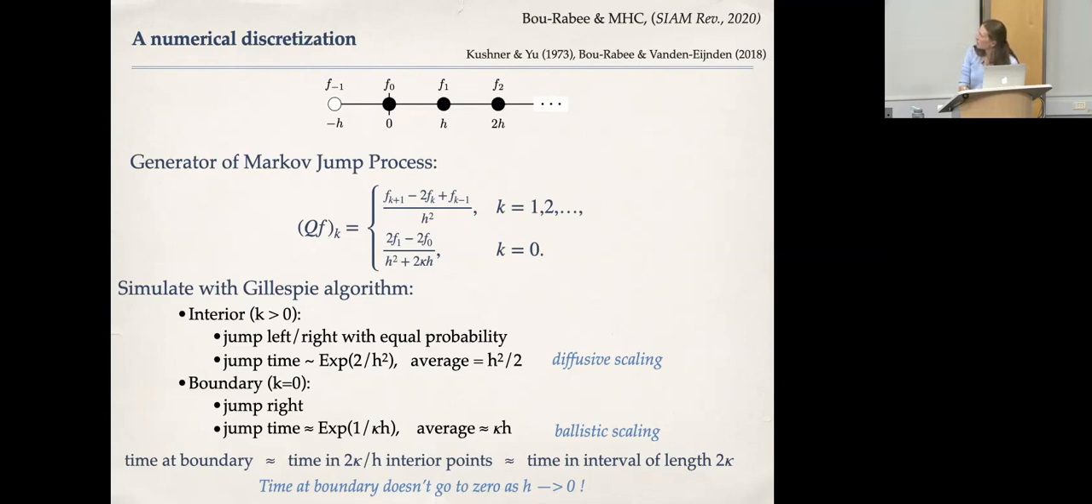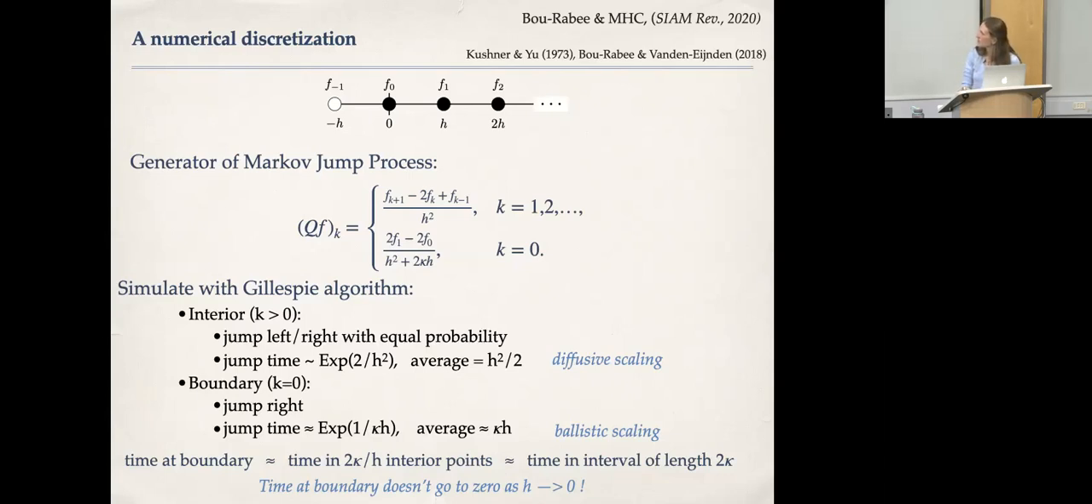If we're at 0, then we get something different. We can only go to the right, so we can only go to this point. The time it takes to do that, if h is small, is going to be roughly kappa times h. So we get a different kind of scaling here. This is a ballistic scaling. It's much, much longer if h is small. In particular, this is long enough that it is the mean time to spend in an interval of interior points. So even when h goes to 0, the time you spend at the boundary doesn't go to 0. It remains finite, something proportional to kappa.